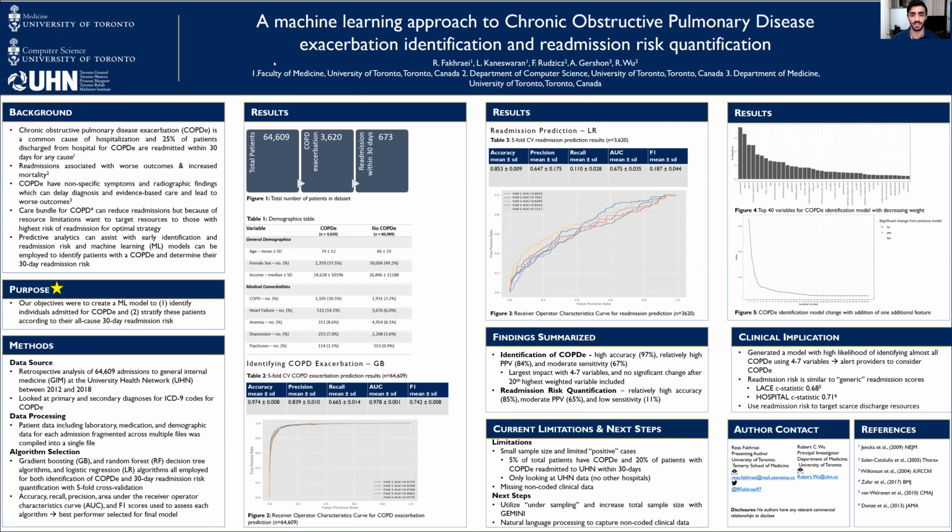prediction. And our objective was to generate a machine learning model to identify individuals admitted for a COPD exacerbation and stratify them based on their all-cause 30-day readmission risk. We performed a retrospective analysis on 64,609 admissions to general internal medicine at UHM between 2012 and 2018. We processed patient lab, med, and demographic data and employed multiple algorithms to generate multiple machine learning models. We then compared the metrics and selected the one performing the best for the final model.